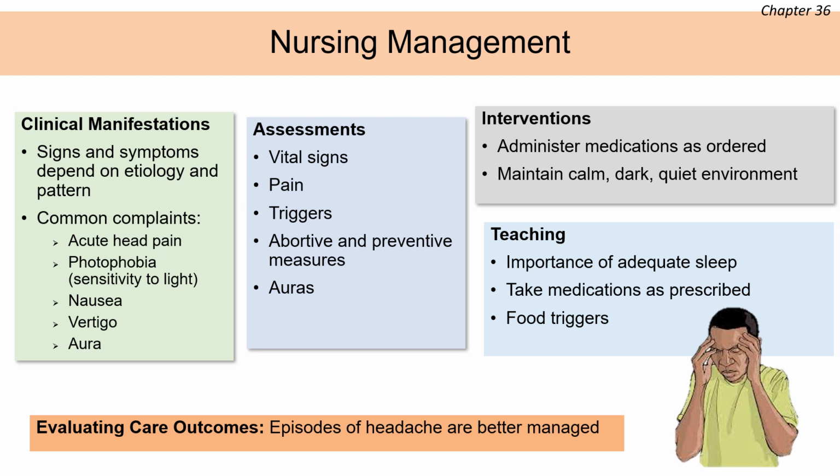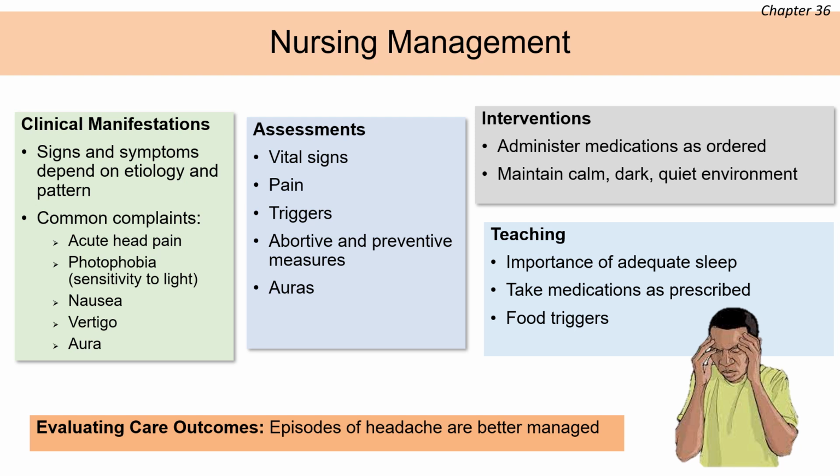We want to know what the triggers are. We talked about that, and we want to know what the abortive and preventative measures are. What that means is what stops the migraine, what helps the migraine, and what do you do to prevent it. So those are our goals. And then the auras, do they have an aura? What is it? We're going to give medications.